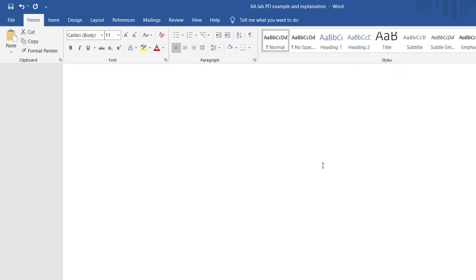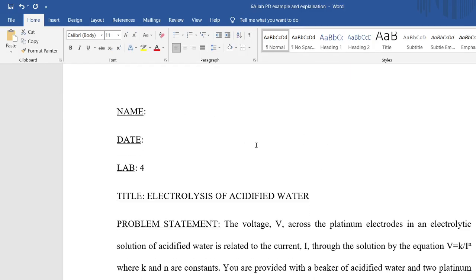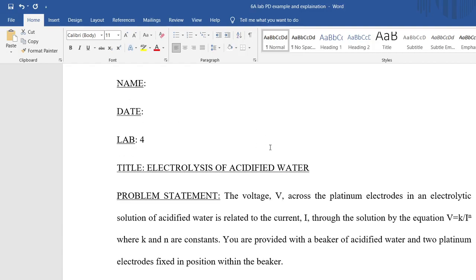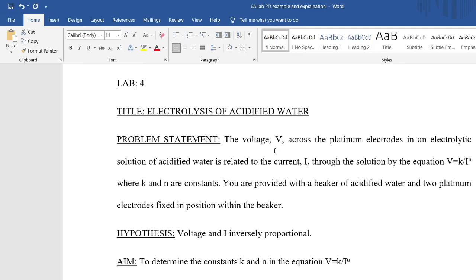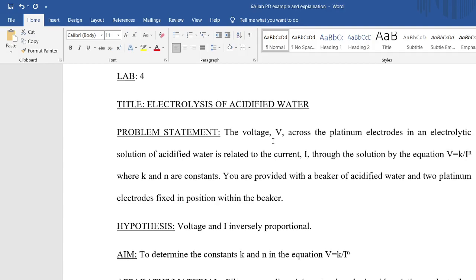So we're going to look at an example. This is a lab that someone did. It was lab number 4. The problem statement says that the voltage is inversely proportional to the current I. You could have guessed that it's proportional. It's just that you need to plan a lab that will actually show the relationship between these two.